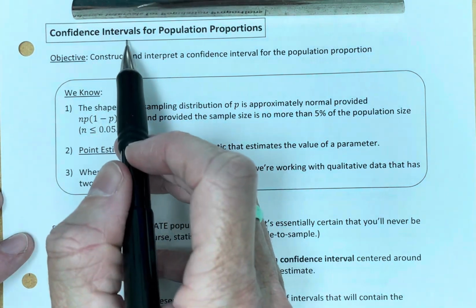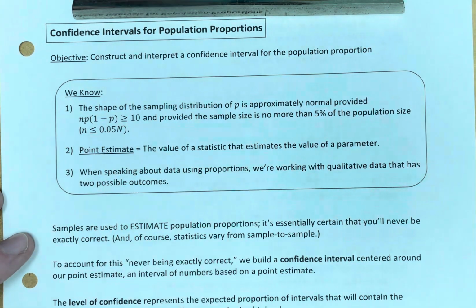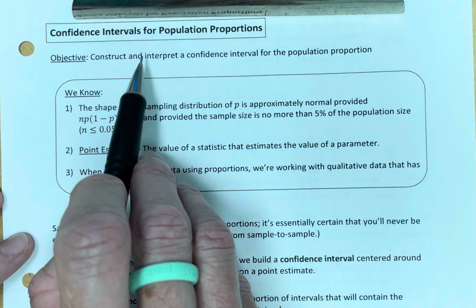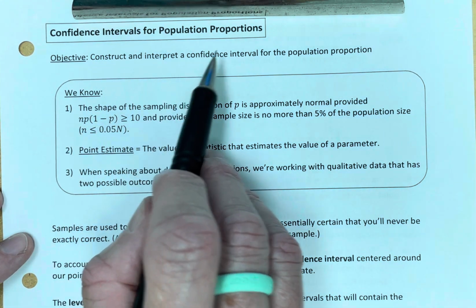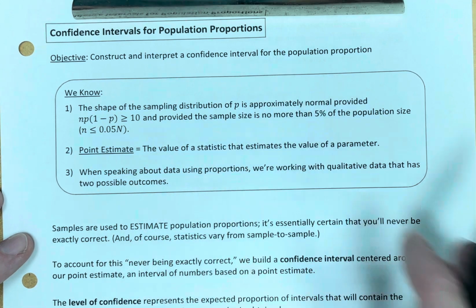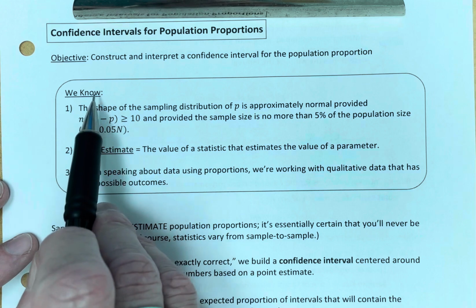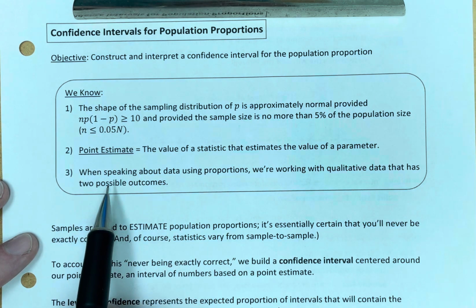Confidence intervals for population proportions. Our objective: construct and interpret a confidence interval for the population proportion. All right, let's begin by discussing what we already know coming in.